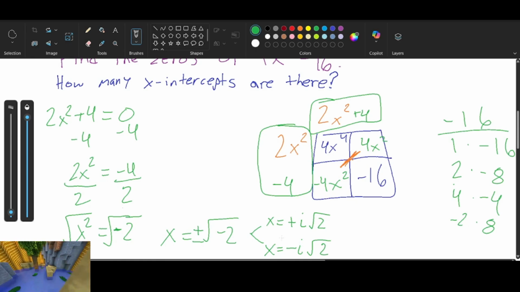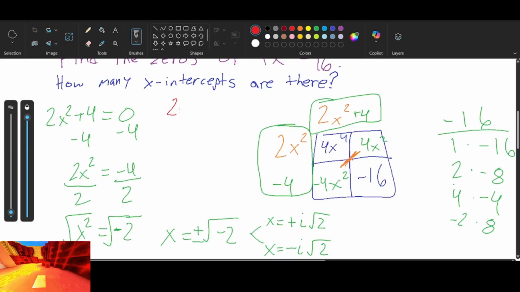So remember, anytime we take the square root of a negative number, that's going to give us these i's out front. And bringing that i out front basically gets rid of this negative sign inside of our radical, allowing us to actually do the square root. So I have a positive i root 2 and a negative i root 2.